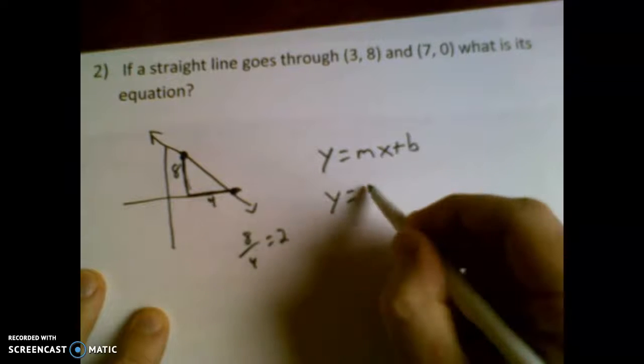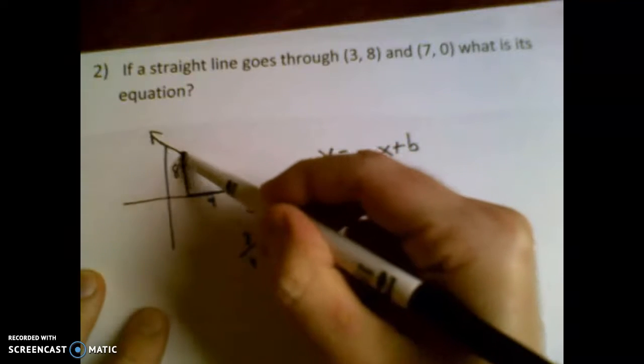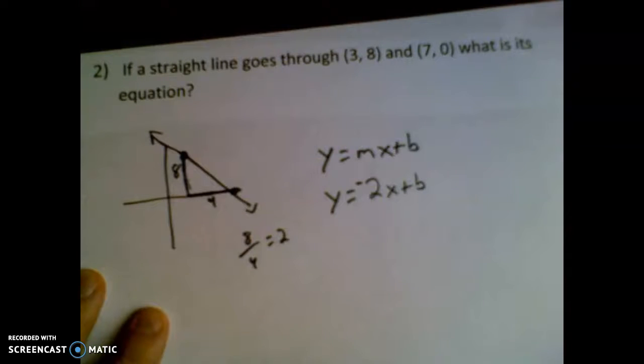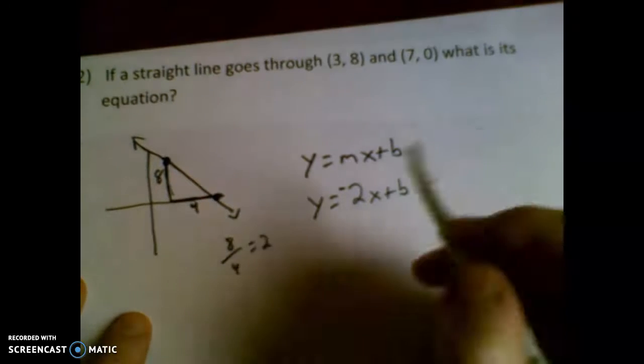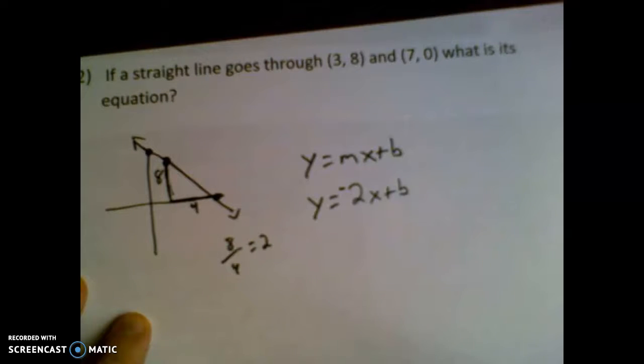But when I put that in my equation, I don't want to write 2x plus b because it's clearly decreasing. It has a negative association. So I can put -2x plus b. Then I need to find the y-intercept. Where does it cross the y-axis exactly?